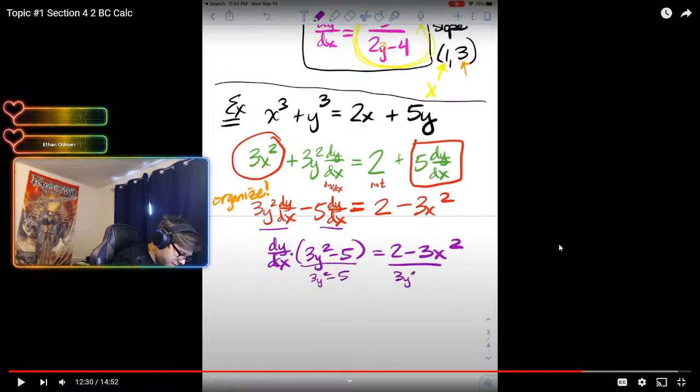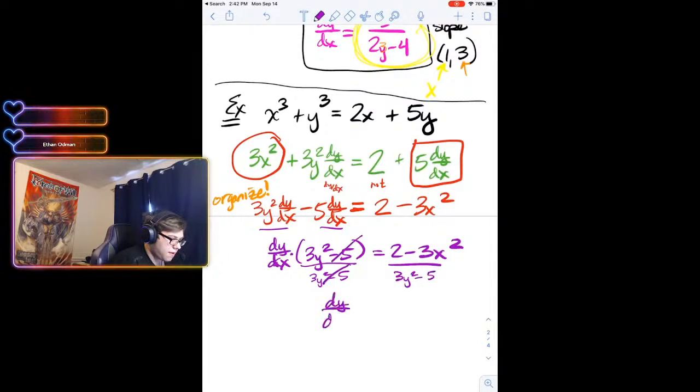So then you get dy over dx is equal to 2 minus 3x squared divided by 3y squared minus 5. And our final answer for this implicit, the derivative of this implicit curve, would look like this.